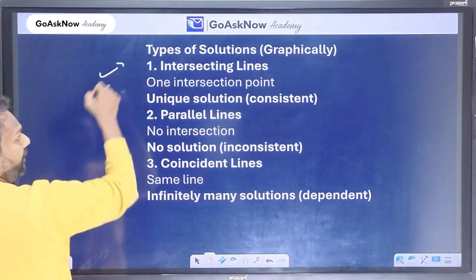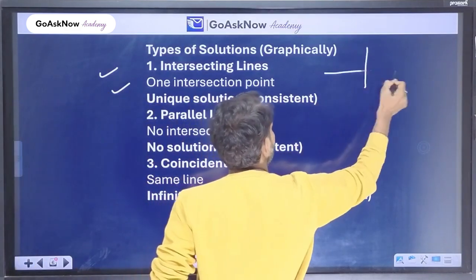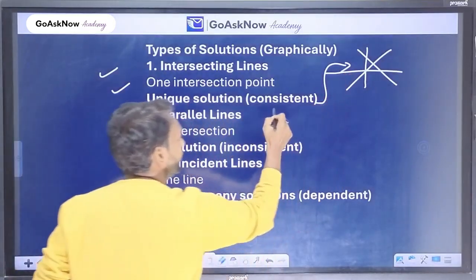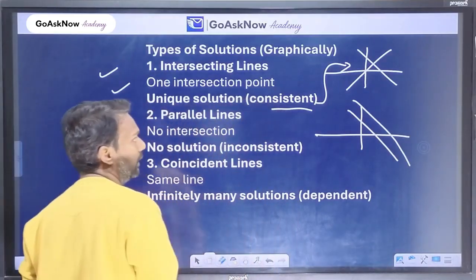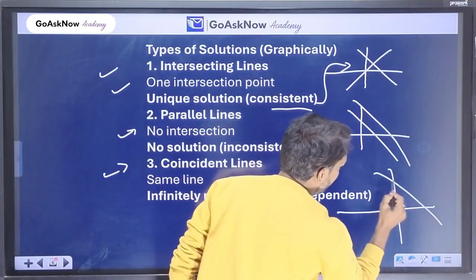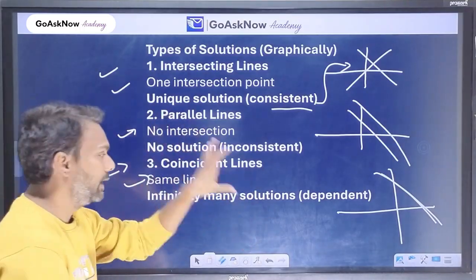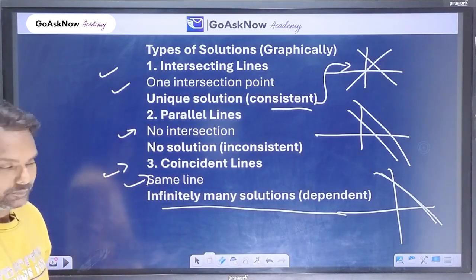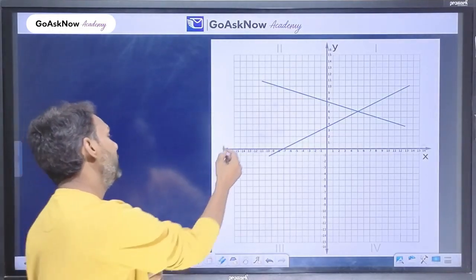Now, the types of solution we have learned: intersecting lines. Intersecting lines, meaning these two lines, have one solution, a unique solution, and are consistent. Then parallel lines have no solution and are inconsistent. Or coincident lines, one line over the other. These are the same line, representing the same set of points. They have infinitely many solutions. They are also dependent on each other. Now, graphical examples have been given here.